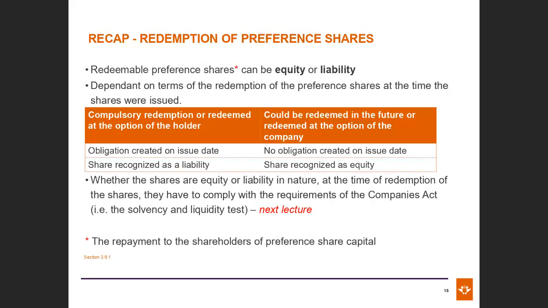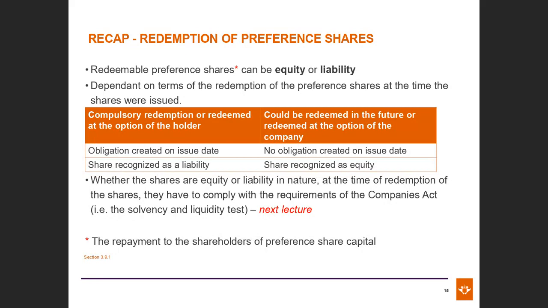So someone has asked me to explain the slide again. So remember I said to you preference shares can be classified as equity or liability. So when we have a look at redeemable preference shares, we need to look at the terms of the redeemable preference share when it is issued in order to ascertain should it be equity or should it be a liability. So where we have a redeemable preference share, and this preference share is compulsory, it is definitely going to be redeemed, or it is redeemed at the option of the holder. So the preference shareholder can decide when to redeem it. An obligation is created on the issue date.